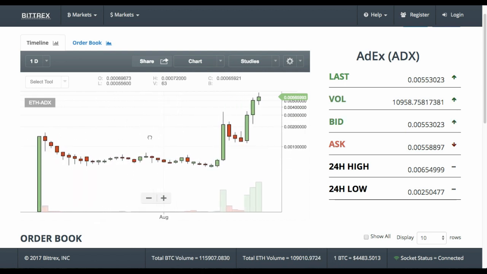Now, to give you an indication, the ICO buy-in price, so the amount of Ether per one AdEx token, was 0.00085 roughly, around about there. 0.00085 was the rough calculation. So that's hovering at around about here, right there. This is the Bittrex exchange.